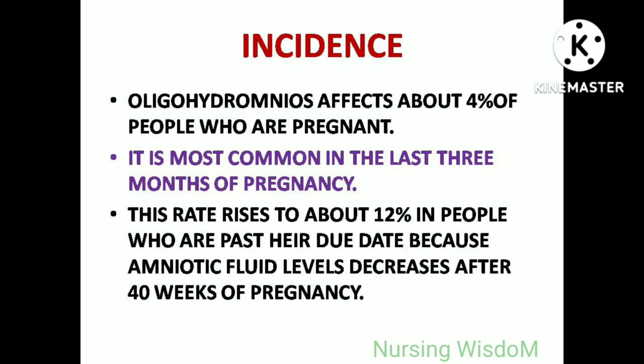Incidence: oligohydramnios affects about 4% of people who are pregnant. It is most common in the last 3 months of pregnancy. This rate rises to about 12% in people who are past their due date, because the amniotic fluid level decreases after 40 weeks of pregnancy.